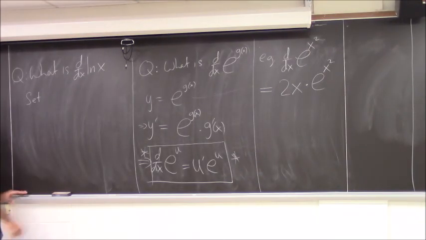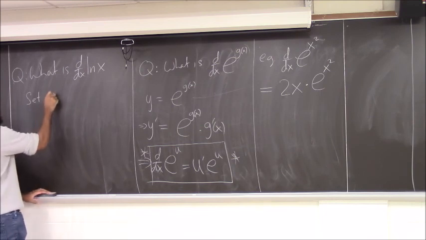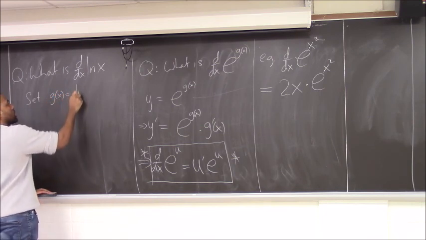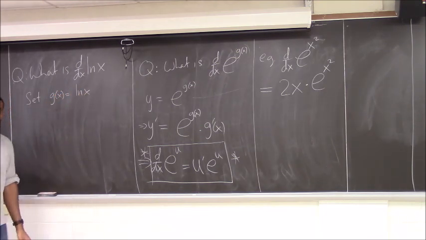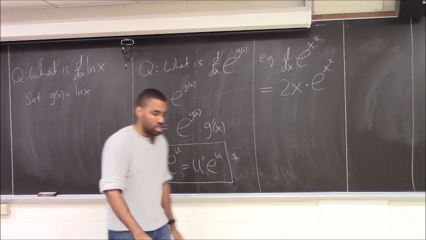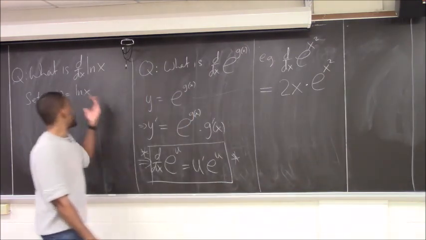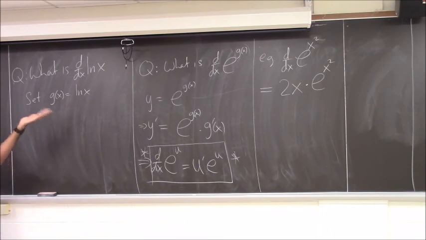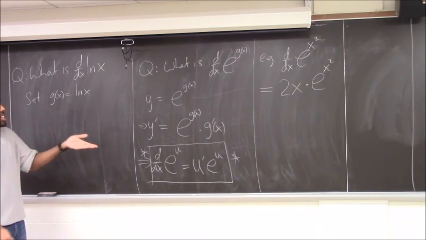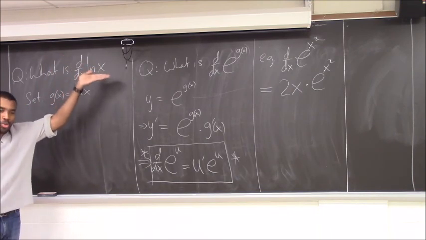Let's say I set g of x equal to ln x. So my goal is to now find g prime. How would I go about finding g prime? Well, because I don't know anything about the log function, I don't know how to find the derivative of a log function. If I knew that, I wouldn't ask the question.